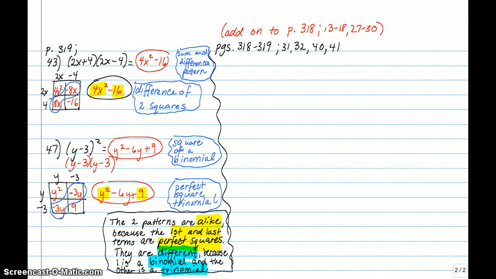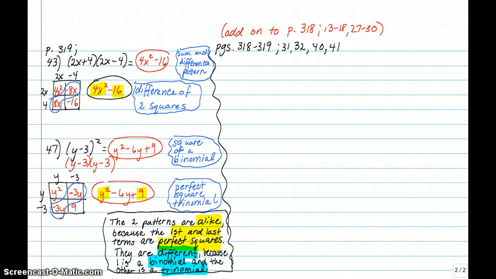Please notice that your product is y squared minus 6y plus 9, and that y squared and 9 are both perfect squares. Square root of y squared is y, square root of 9 is 3. The square of a binomial will give you a middle term, and so therefore your product will be a perfect square trinomial, because your first and last terms are perfect squares, and it is a trinomial. These two patterns are alike because the first and last terms are perfect squares. They are different in that one of them is a binomial and the other is a trinomial.